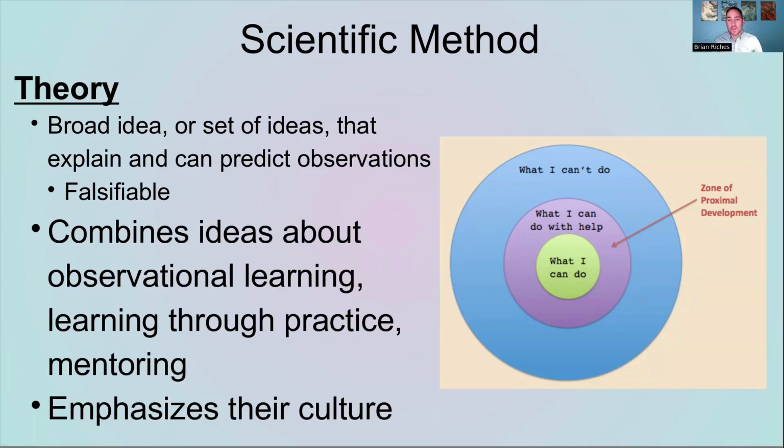So this is actually a modern developmental theory. This is called the zone of proximal development. It's a sociocultural learning theory, so Vygotsky's sociocultural learning theory. And the whole theory as a whole combines ideas about learning through observation, through practice, through mentoring, and emphasizes the culture a person is in. But one key piece is this zone of proximal development. So from that overarching theory, that big broad explanation, we can build hypotheses.